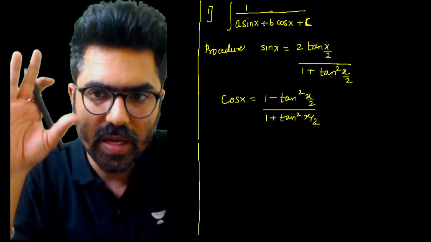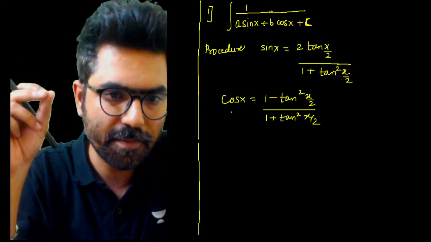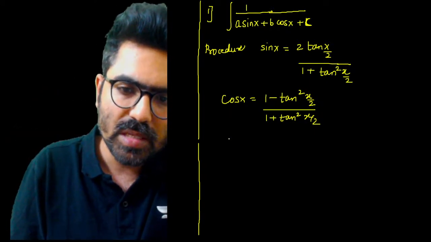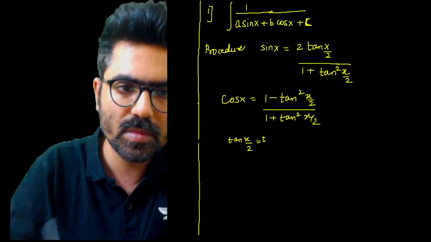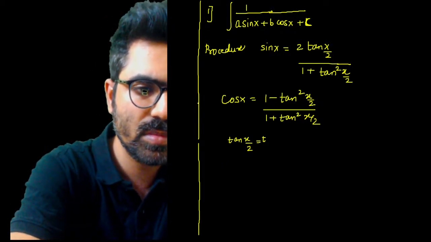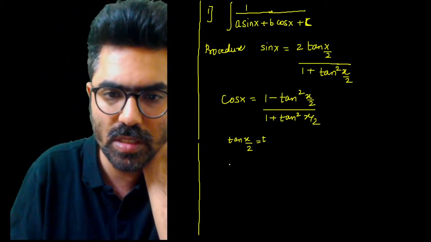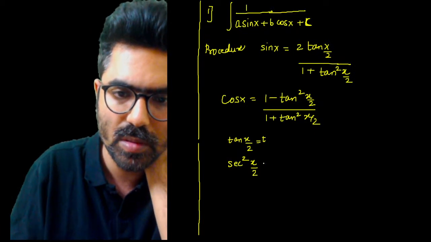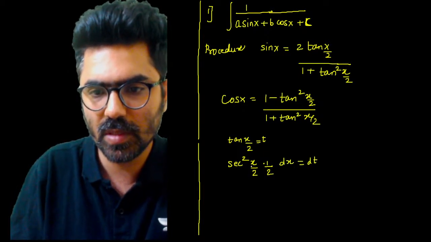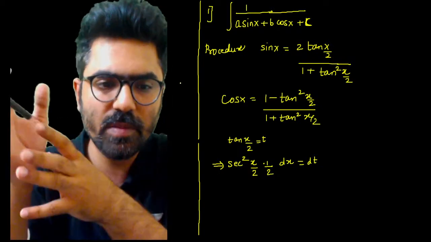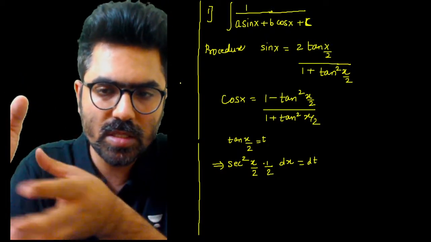While using this formula, the entire question will be converted into tan, because we have substituted the formulas in terms of tan. Now there will be a stage in which you have to keep tan x by 2 as t. After simplifying, you substitute. These are the steps. If tan x by 2 is t, then sec square x by 2 into the derivative of x by 2, that is 1 by 2 dx, is dt. You have to use this. Initially it might seem difficult, but once I write a question, you can easily understand it.